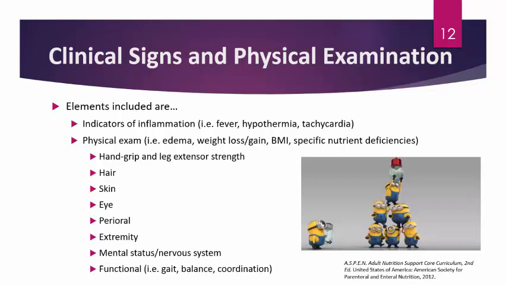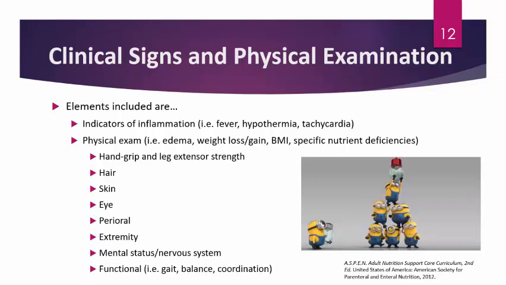Another one that may be important is your mental status and nervous system exam. Does your patient have a normal mental status? Do they have any other past medical history, or some kind of unknown medical history, or some kind of new diagnosis of some kind of psychiatric disorder that may play a role in their actual nutrition status?